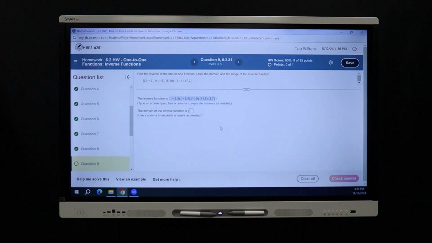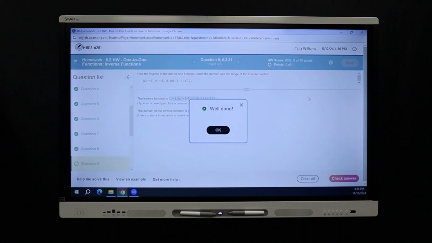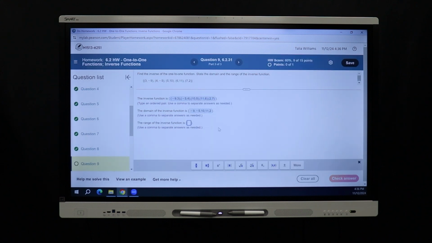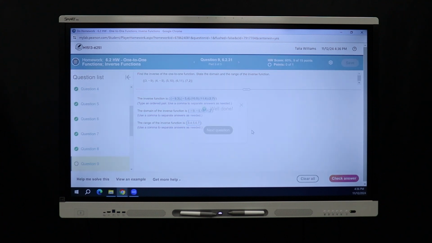Let's look at the domain of the inverse function. So I'm gonna take all the original y values and make them be my domain now, or I can just take what I just typed and take the first one, so -9, -5, 10, 11, 2. And then I'm gonna do 3, 4, 5, 6, 7. That was nice.